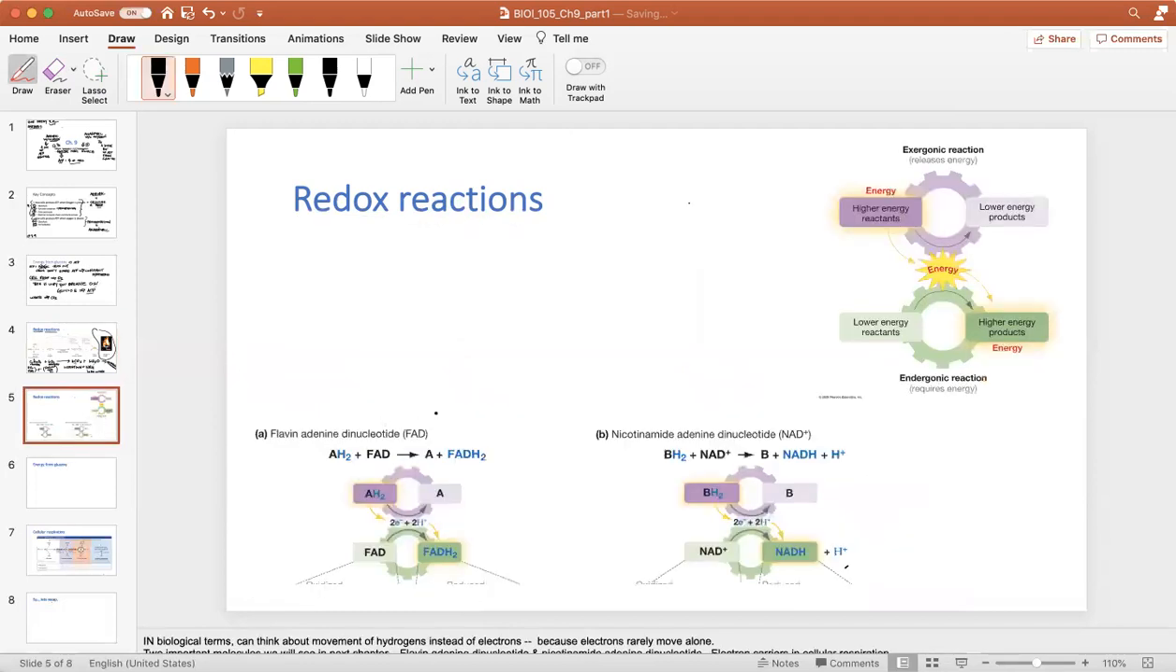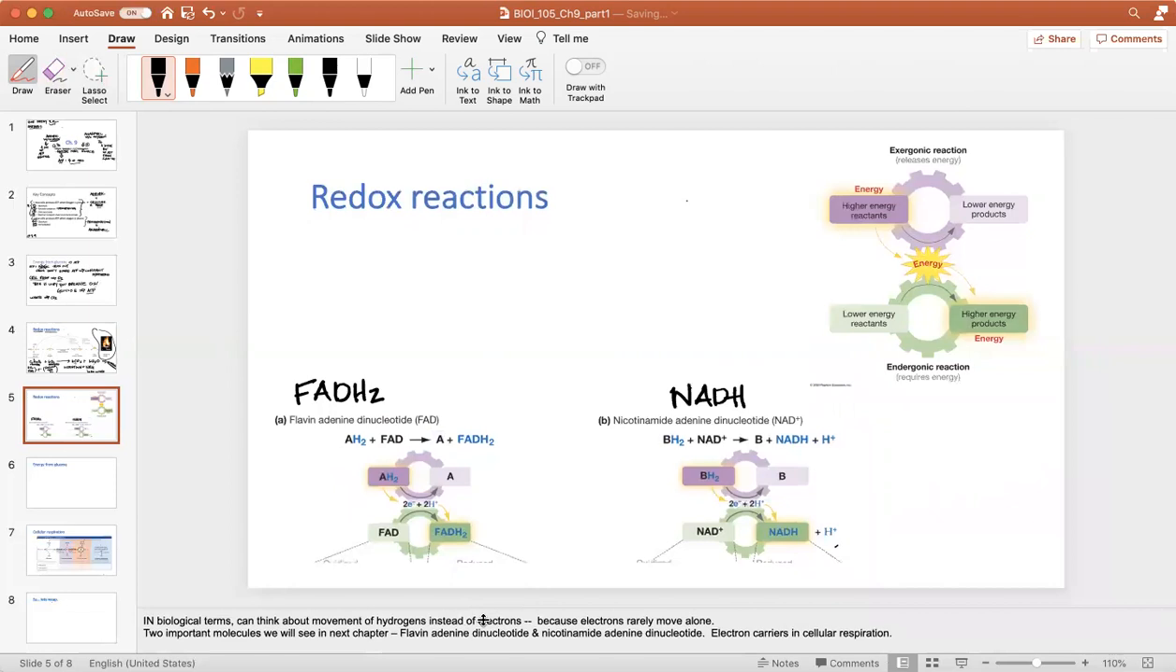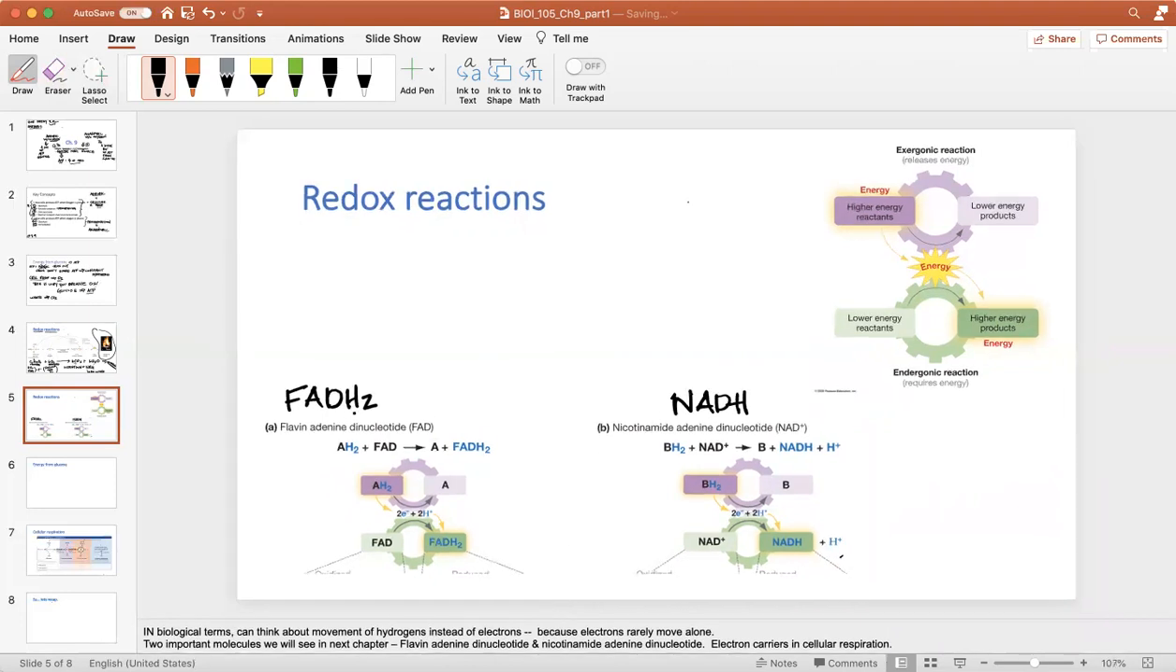The 2 byproducts that I want us to pay attention to are called FADH2 and NADH, okay? And the actual names for these are in your notes. One is called flavin adenine dinucleotide, and this is called nicotinamide adenine dinucleotide. I will tell you honestly, I always have to look these names up. I'm not going to ask you to know their full names. I want you to know their chemical names, FADH2 and NADH.